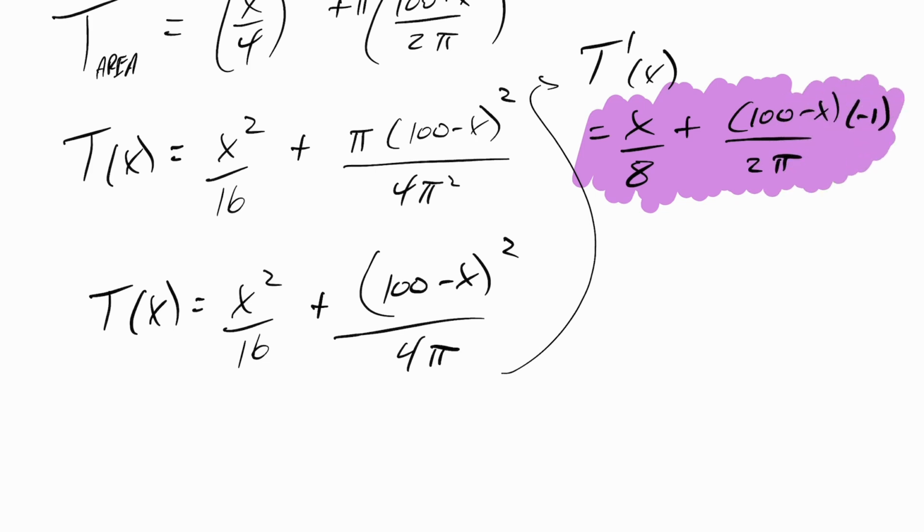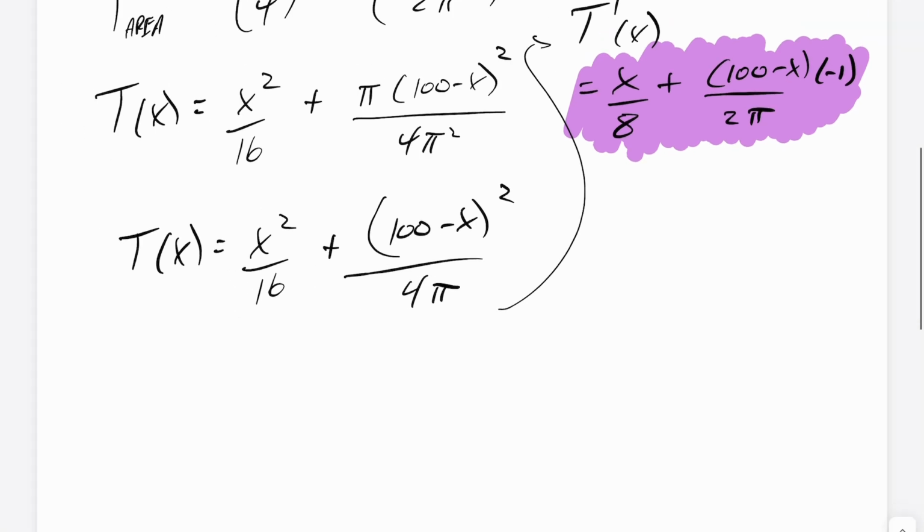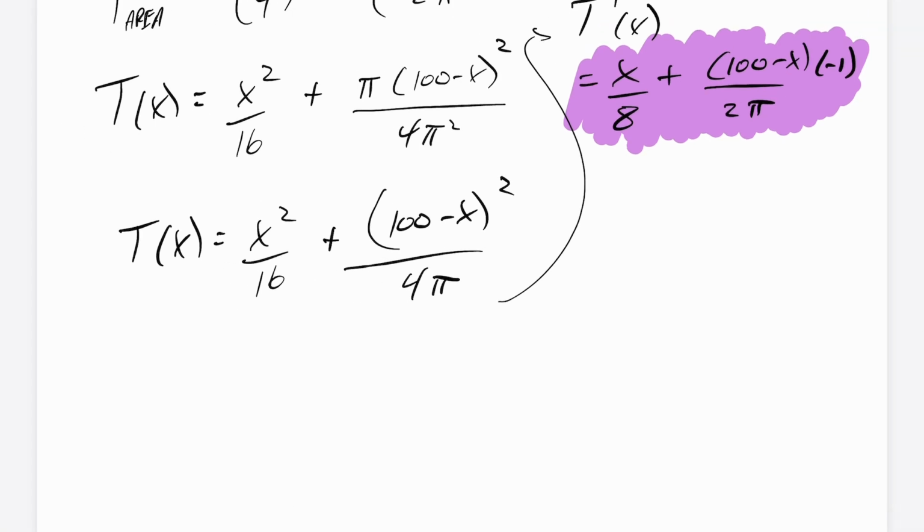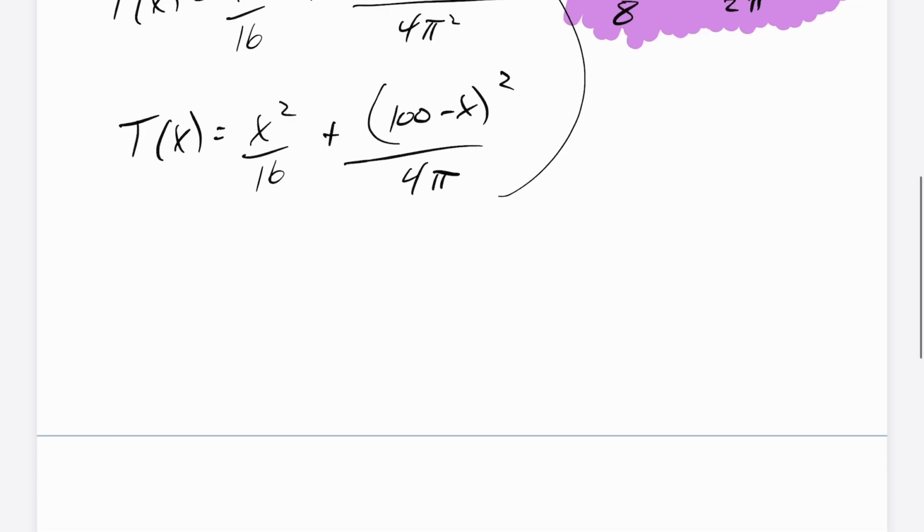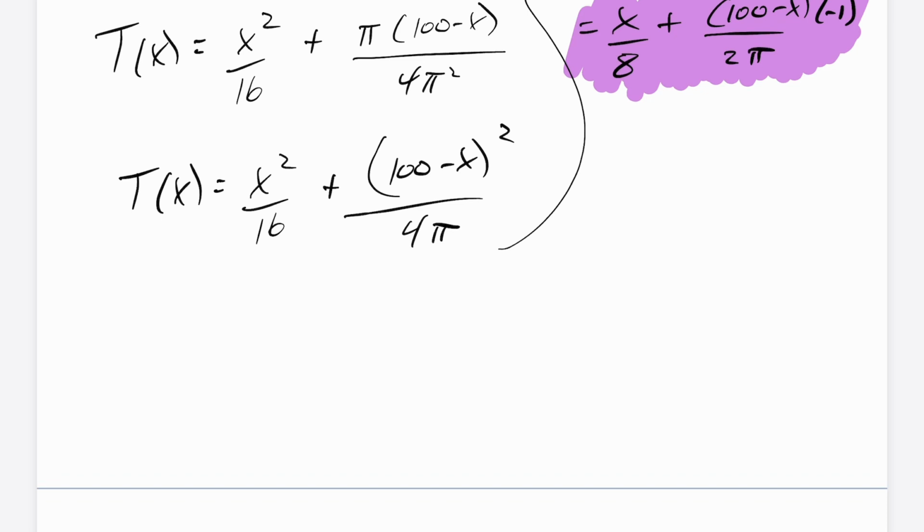So now what I'm looking to do here is find the critical points or point of this function. So I'm going to have to set this equal to 0. So therefore we have, with this question, 0 is going to equal x over 8 minus (100 minus x) over 2 pi.